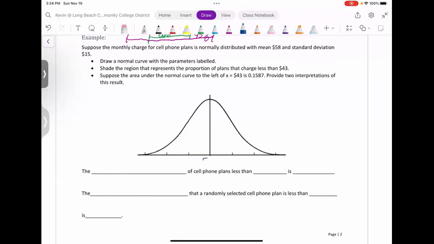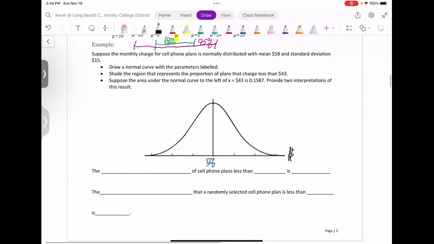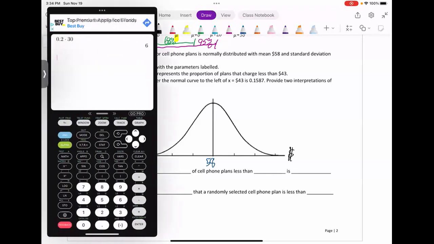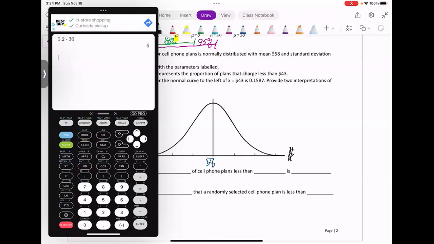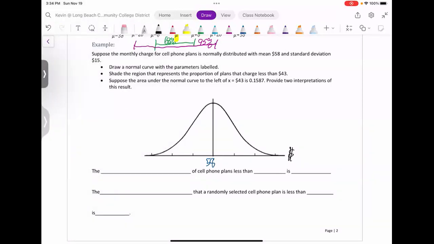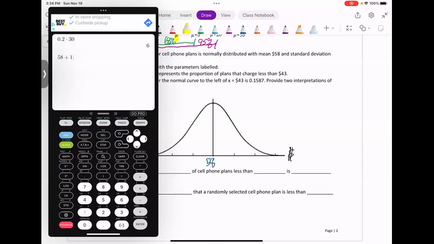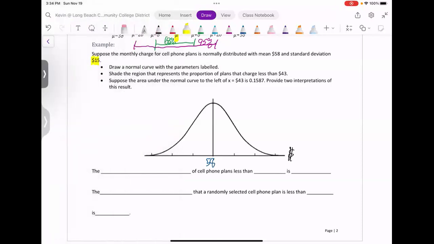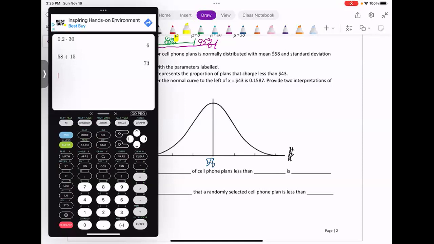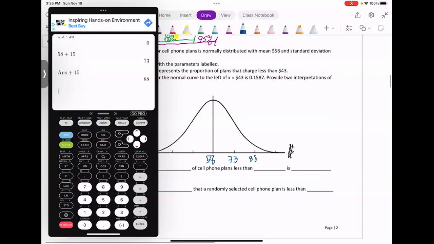Let's change color a little bit. 58. This x-axis represents money, so this is in dollars here. Now, because we are going by standard deviations, which in this case is 15, I'm going to take the 58 and add 15 to that. 15 plus 58 is 73, plus another 15, 88, plus another 15. We'll go 3 standard deviations out at $103.